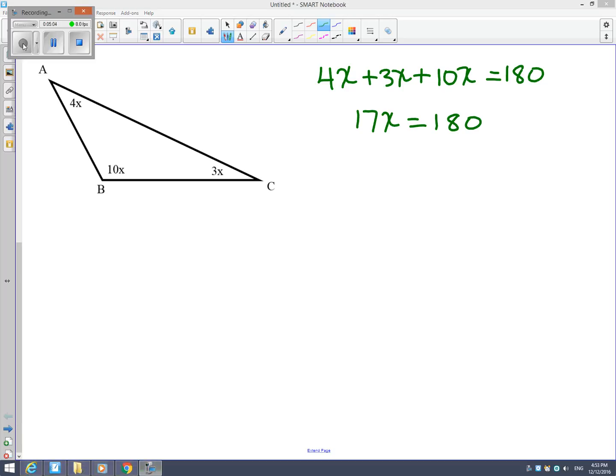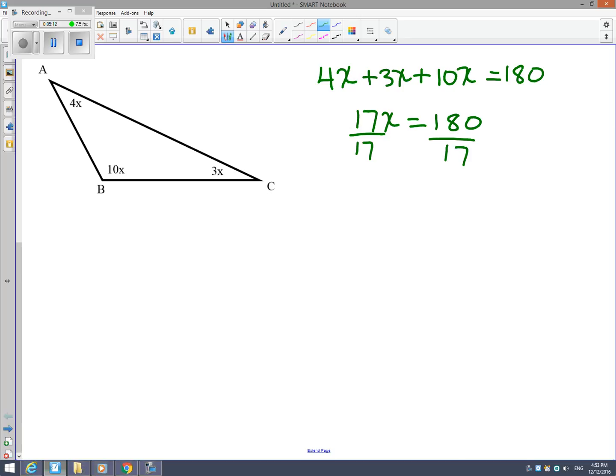So again, we have 17x equals 180. We want to just know x, so we have to isolate the variable. In order to do that, we have to do the opposite operation. So 17 times x, we're going to divide both sides by 17, and x is going to equal 10.5888. I'm just going to make it nice and easy, 10.6. I rounded my answer. So I know that x now is equal to 10.6.